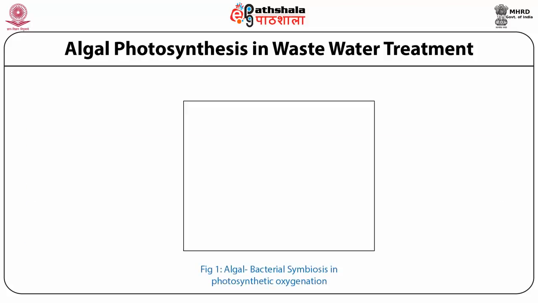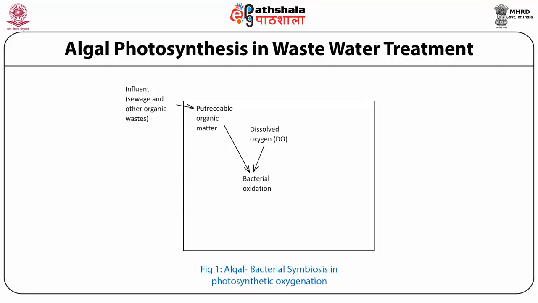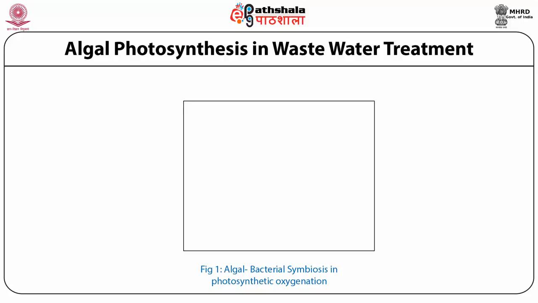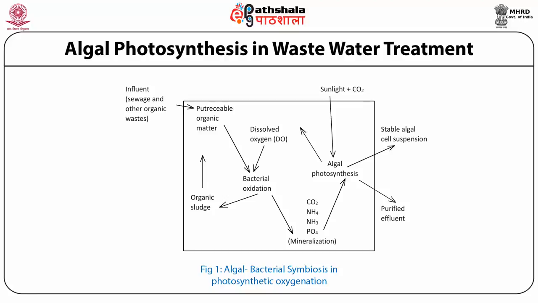From the figure, you can see how carbon dioxide in the presence of sunlight, by algal photosynthesis, is evolving oxygen, and then this dissolved oxygen by bacterial oxidation forms different types of organic sludge, or mineralization can be achieved, resulting in the formation of carbon dioxide, ammonia, and phosphate ions.